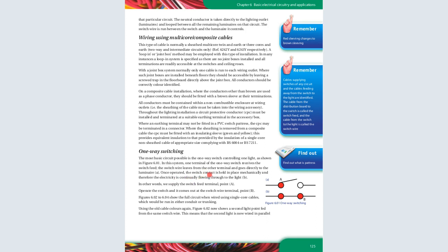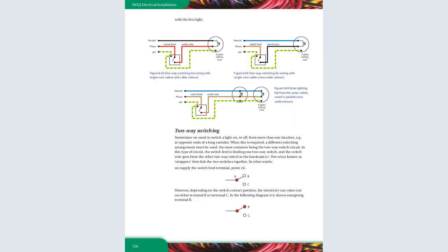Once operated, the switch contact is held in place mechanically, and therefore electricity flows continually through the light. In other words, we supply the switch feed terminal at point A, operate the switch, and the current comes out of the switch wire at point B. Operating the switch means switching it on, then it comes out at point B. So that is the switch wire terminal, and the neutral is there.